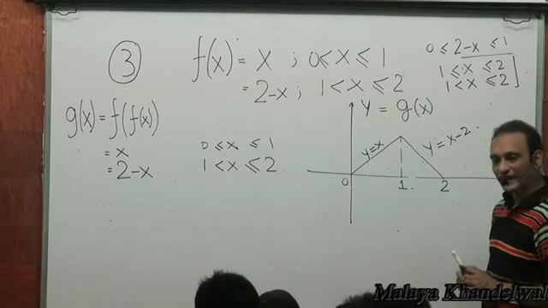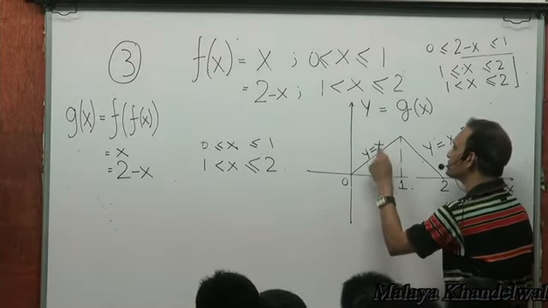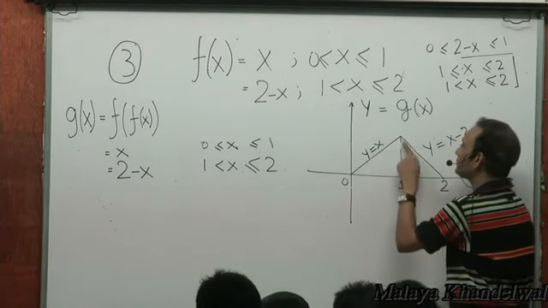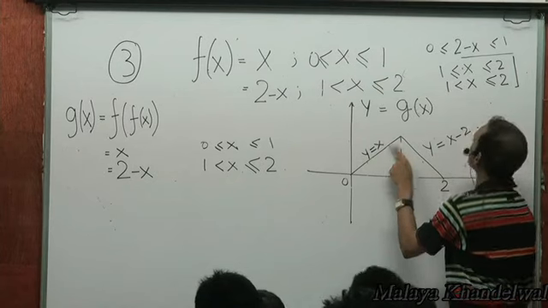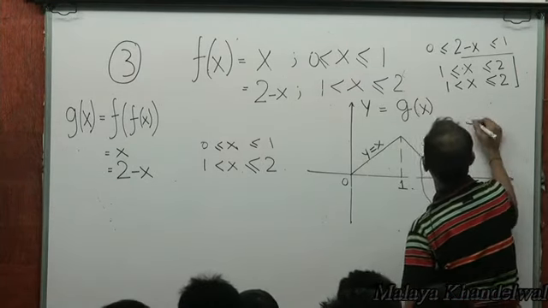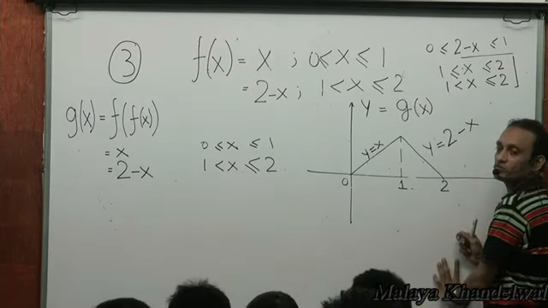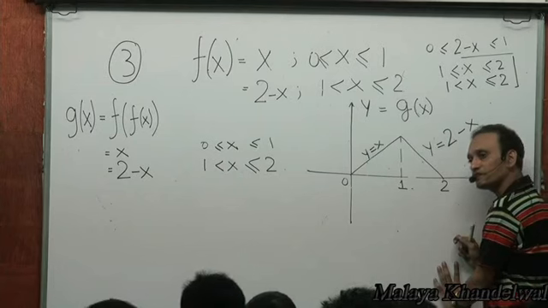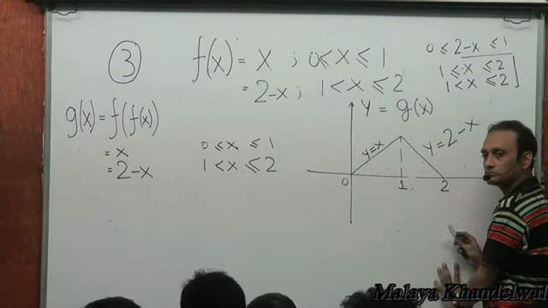It is not differentiable at x equal to 1, even though it's continuous at x equal to 1. The left hand derivative is the slope of this line, 1. The right hand derivative is the slope of this line, y equal to 2 minus x. The right hand derivative is minus 1. The function is not differentiable at x equal to 1. Yes or no? Got me?